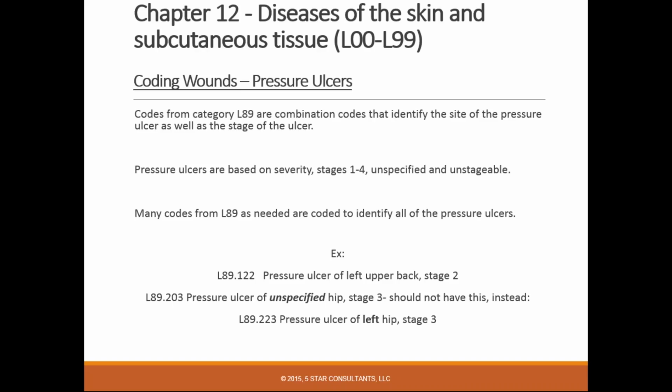L89.122 as an example, pressure ulcer of left upper back stage 2. L89.203, pressure ulcer of unspecified hip stage 3. That's that 0 in the 6th digit. You do not want to do that. Of course you know what hip it is. L89.223, pressure ulcer of left hip stage 3.